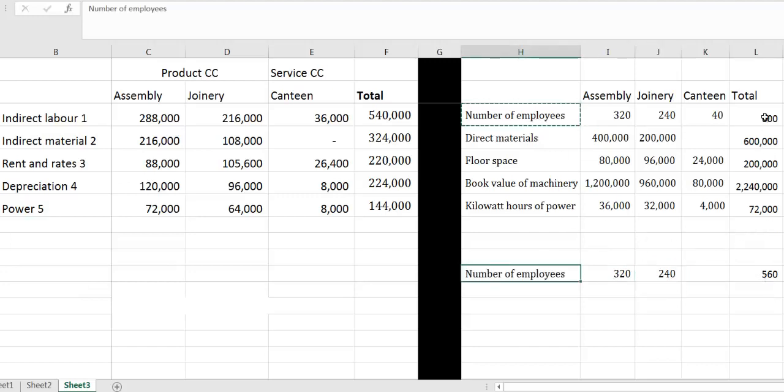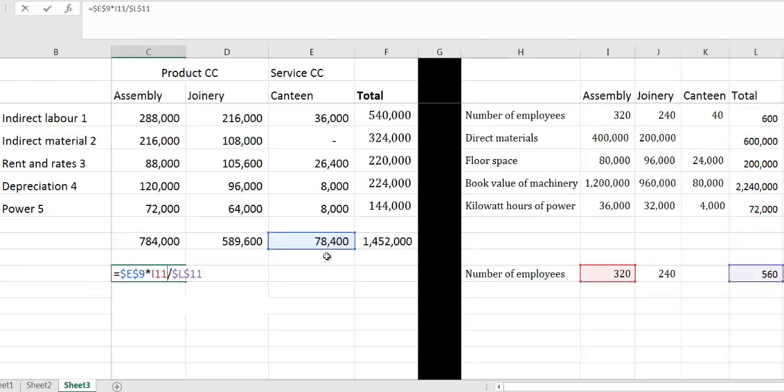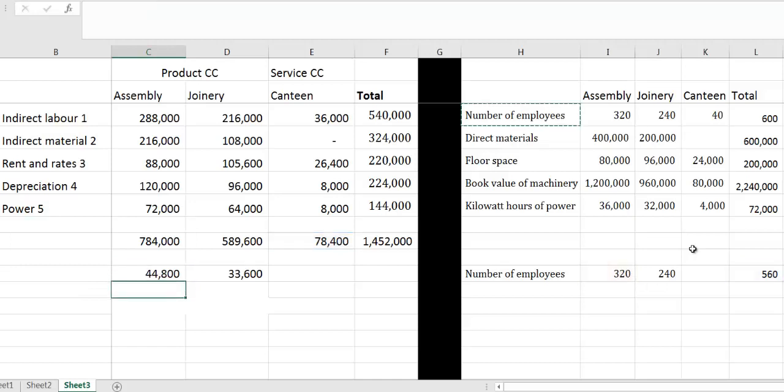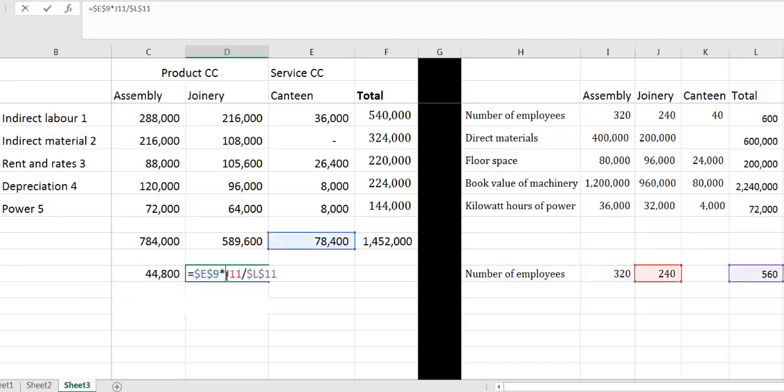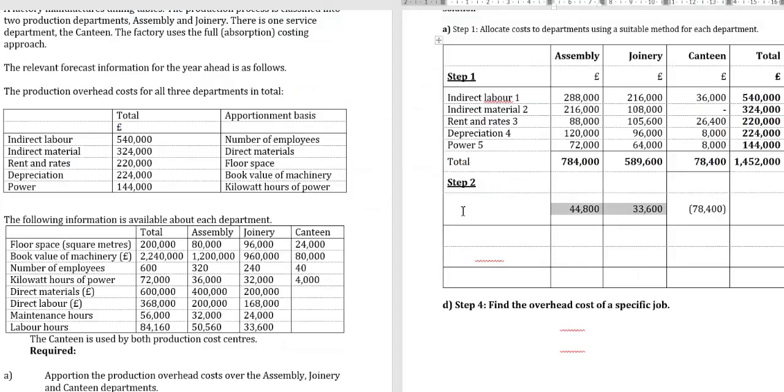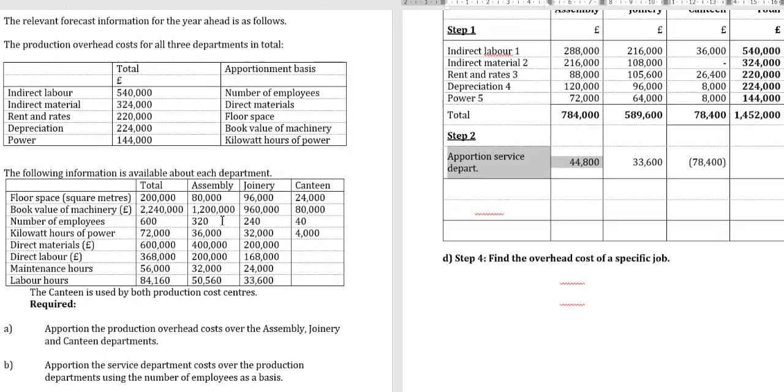Take care, it's not 600, because now we remove the canteen's number of employees, which is 40. So now what we have is 78,400, the canteen, times 320 divided by 560. So this should be equal to 44,800. The same for the second one, 78,400 times 240 divided by 560 employees. So this should be equal to 33,600. If I would like to get the total of both of them, this should be equal to 78,400. Now I finished requirement number 2. Let's move to number 3.